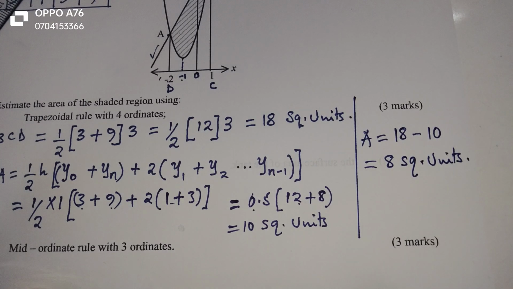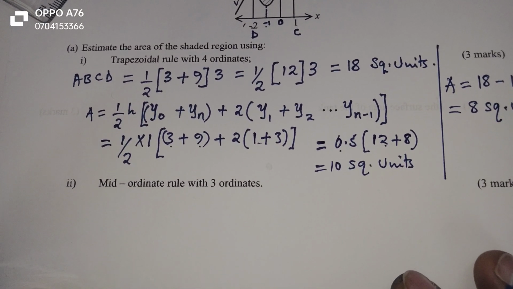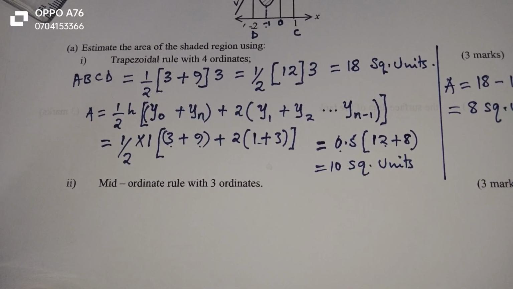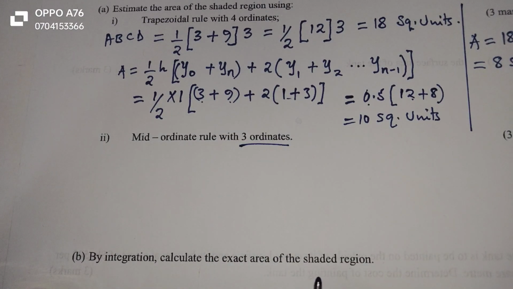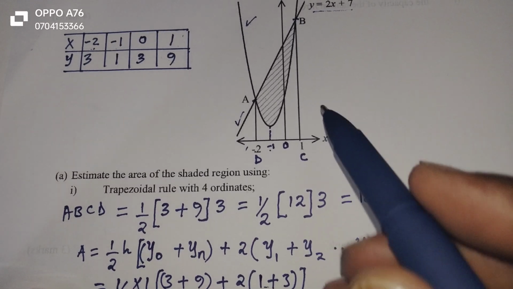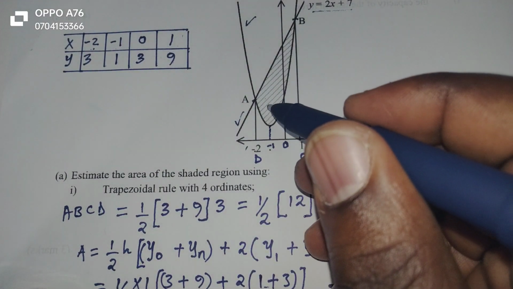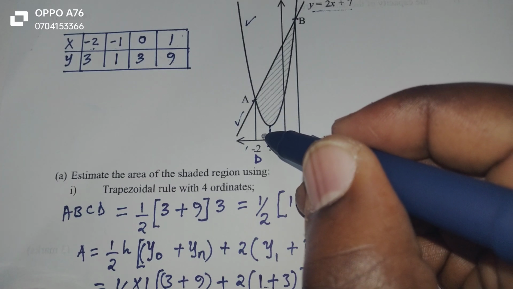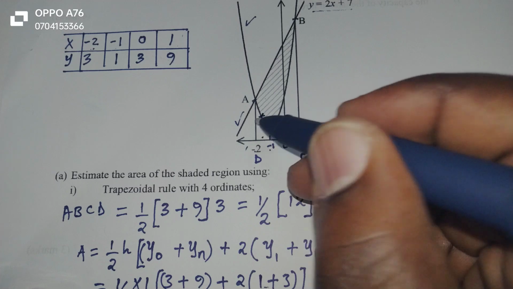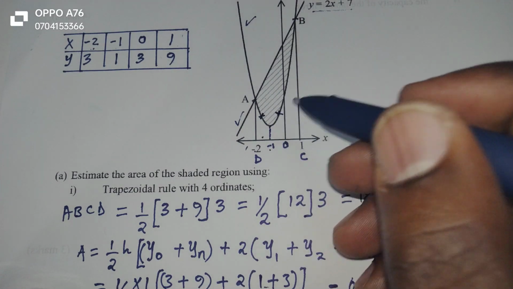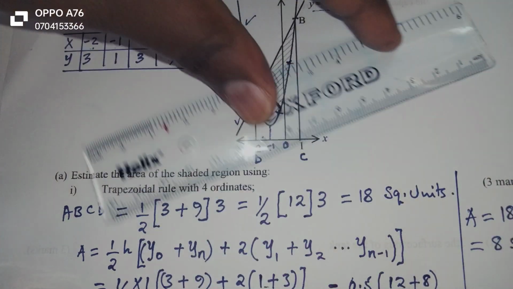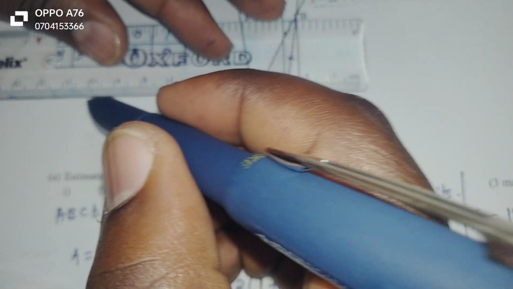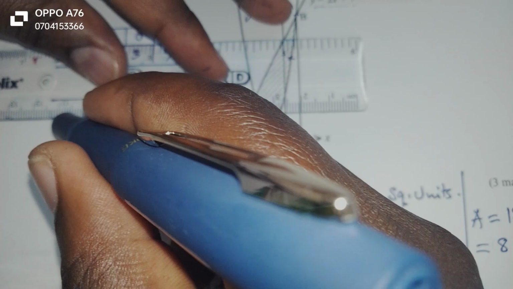Let us look at the area by the mid-ordinate rule. With the mid-ordinate rule, we need to get the heights again. Remember, we are having 3 ordinates. So we need to get the trapezia which have been divided. We identify the heights at the middle. In the first trapezium, the height at the middle here. For the second one, also the height at the middle. And for the third one, the height at the middle. That means we are now going to get other values of y and x.